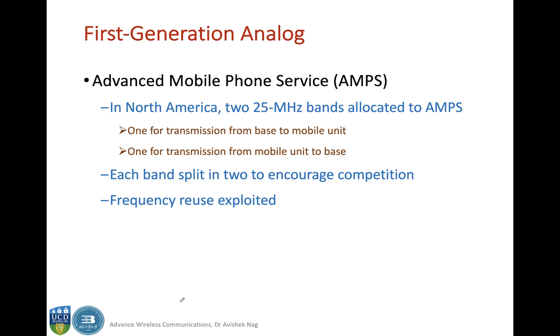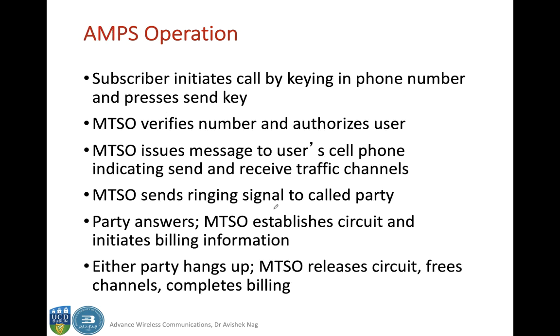So we saw that the cellular networks, or cellular mobile systems, are divided into different generations. The first generation systems were analog in nature, and the standard for that was named Advanced Mobile Phone Service, or AMPS. In North America, there were two 25 megahertz bands allocated to AMPS, one for transmission from base station to mobile unit, another for mobile unit to base station, and each band was split into two to encourage competition, and frequency reuse was exploited.